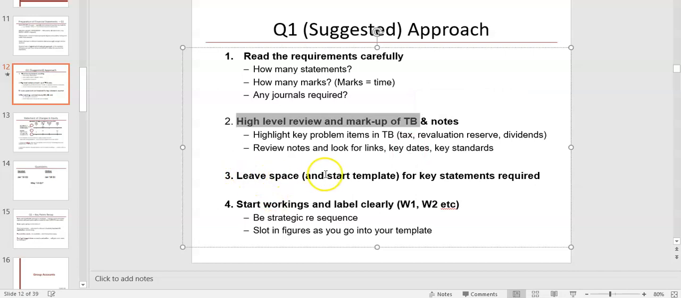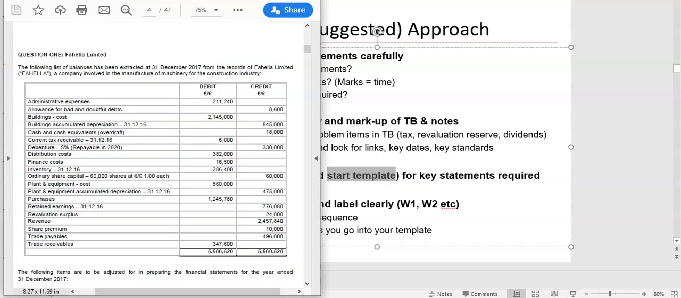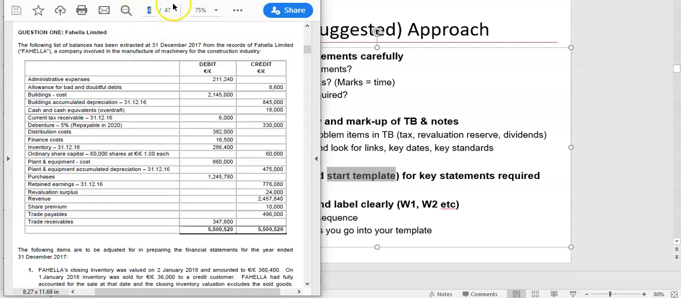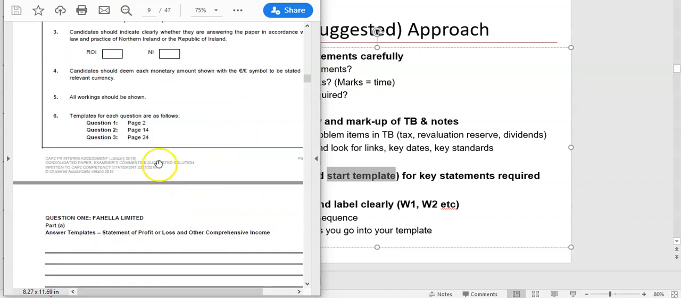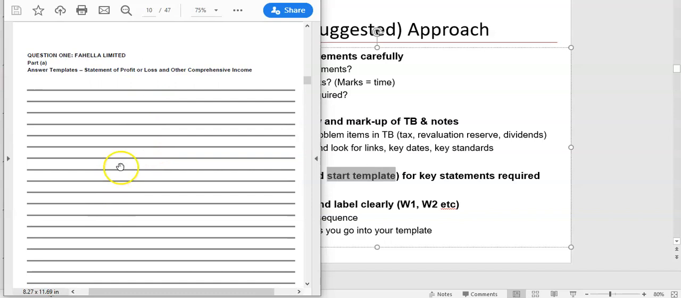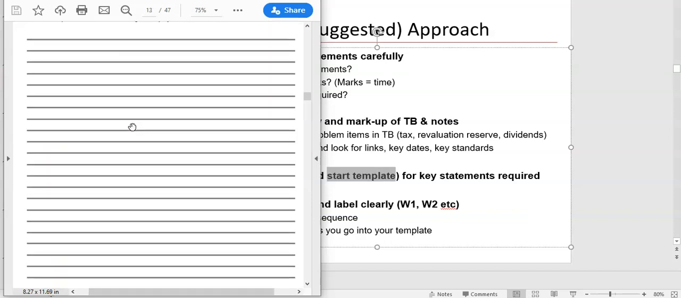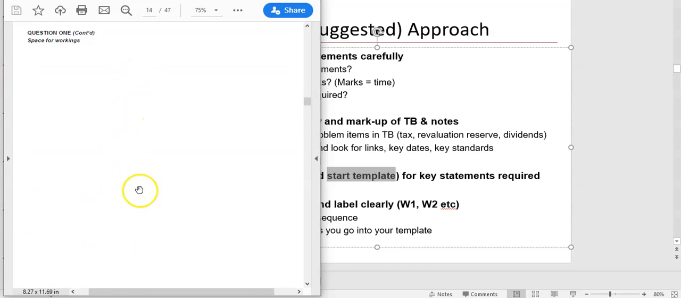Then leave space, and some people might even start the template. So you'll see now in the interim assessment, you're given a question booklet, which is where the questions are, but you're also given answer booklets. That gives you pre-populated lined items for where the P&L, the balance sheet and the statement of changes in equity should go, and it also gives you a load of pages for workings as well.